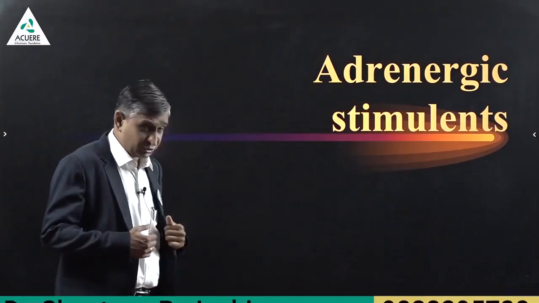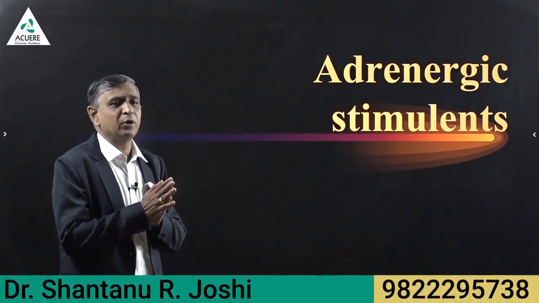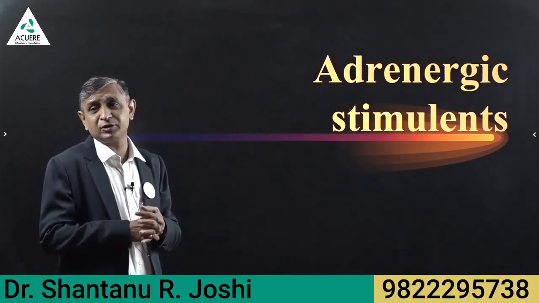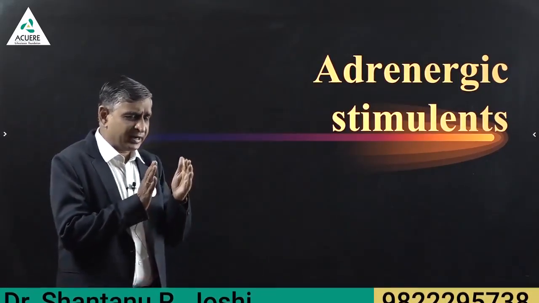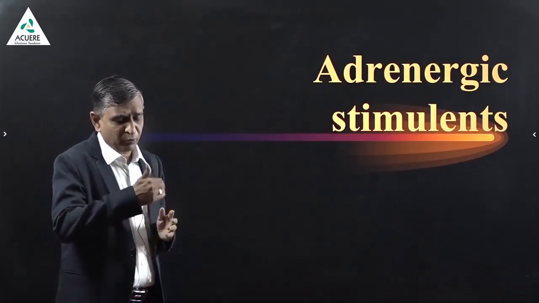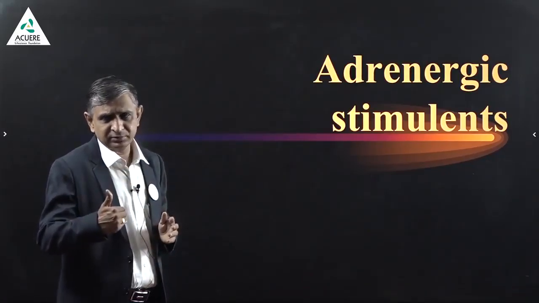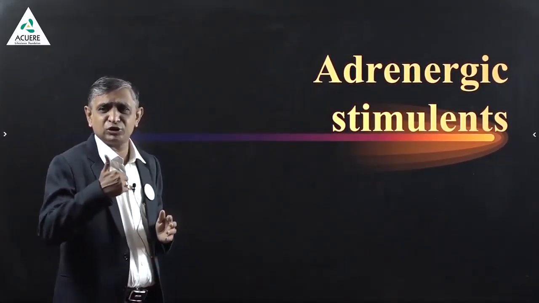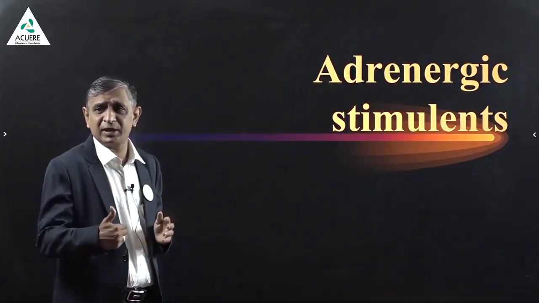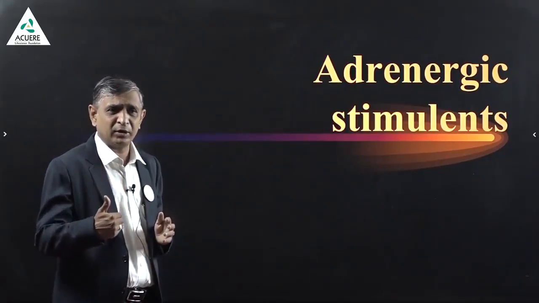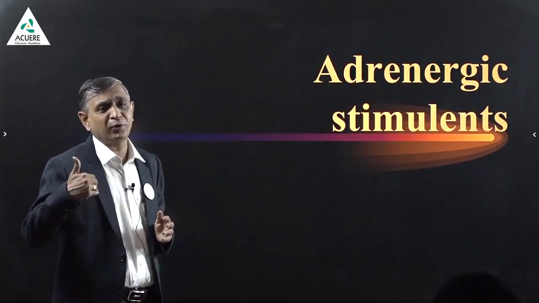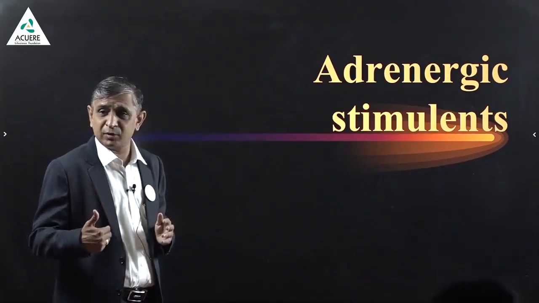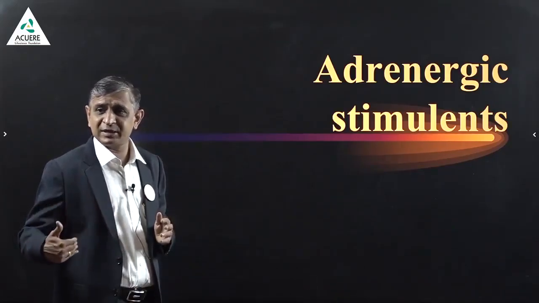Now, this chapter is very important because it will give you the basic idea required for the cardiovascular system. Once you understand adrenergic stimulants, you will be able to understand beta blockers. Then when you understand beta blockers and you know the limitations of beta blocker, adverse drug reactions and side effects of beta blocker, you develop the new group from it, that is calcium channel blockers.